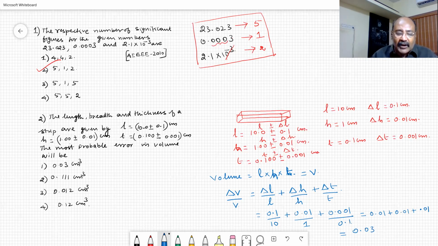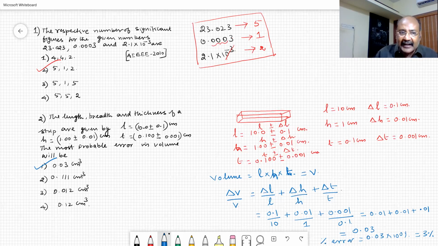It is change in volume divided by original volume. So the most probable error is 0.03. If you want to calculate in percentage, it is not asked, but you can calculate: percentage error is equal to 0.03 into 100%, so the error is taken to be 3%. But here what is asked is just the most probable error in volume. So the most probable error in volume is taken to be 0.03 centimeter cube.